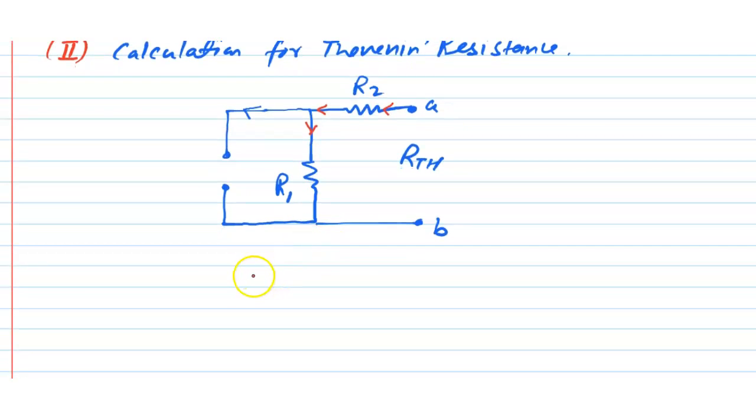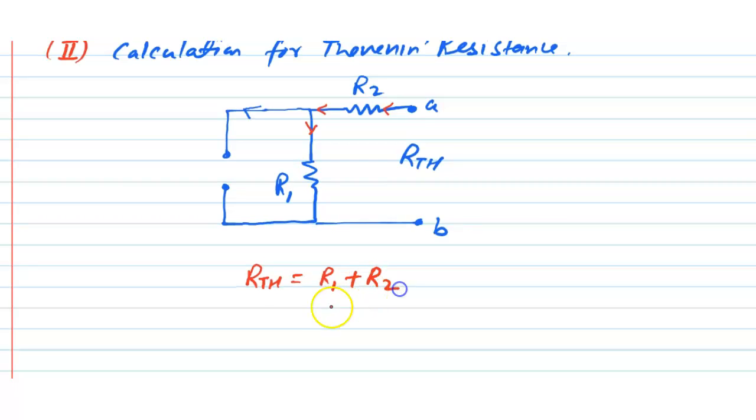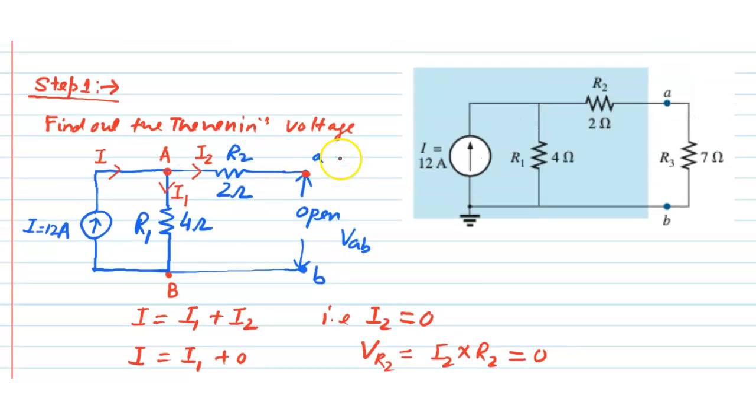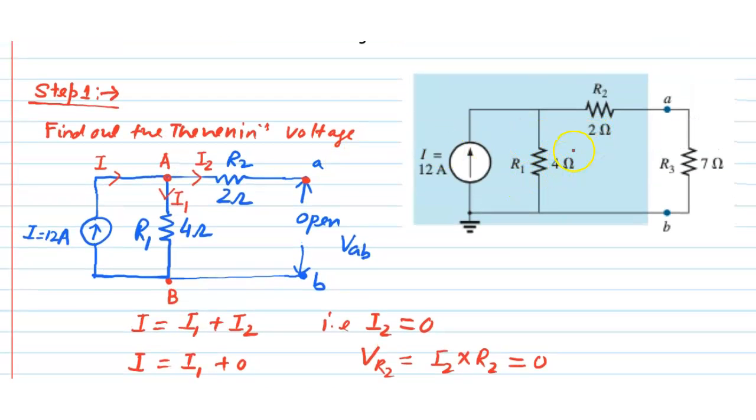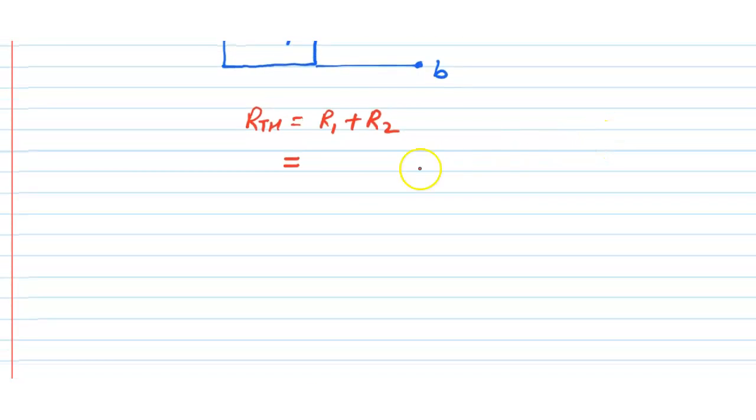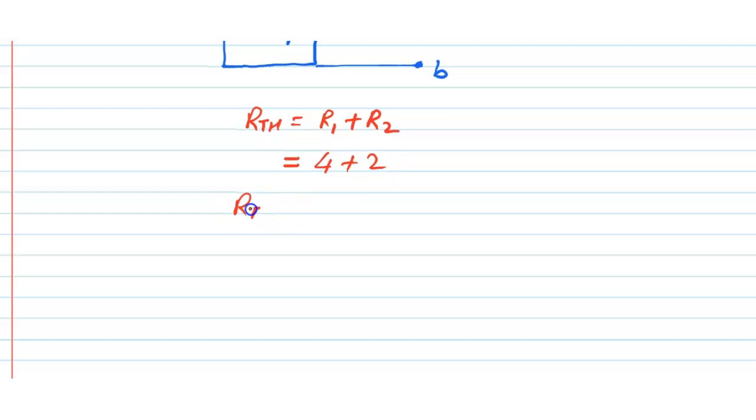That means RTH is equal to R1 plus R2. Now substitute the values of R1 and R2. R1 is 4 ohm and R2 is 2 ohm. Then it will be 4 plus 2, so RTH will be 6 ohm.